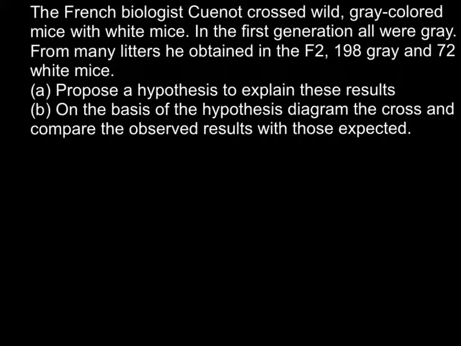For example, this can be capital G, capital G, and another possibility, this could be capital G and small g. So both these genotypes would give gray color. And as for the white mice, they have to be homozygous recessive, small g, small g. So this genotype would give us white color.